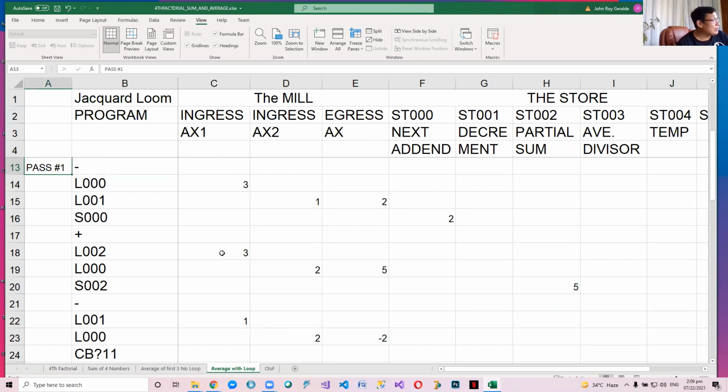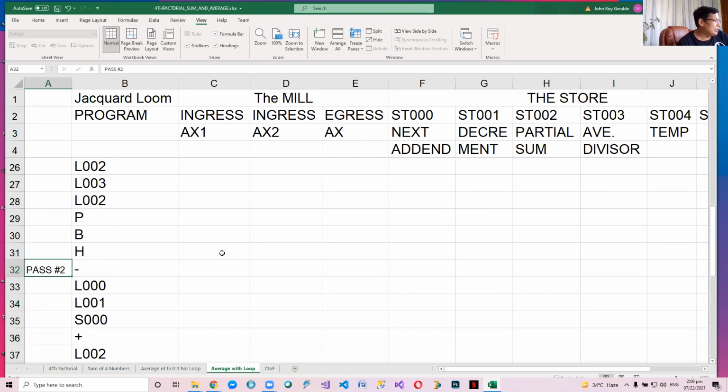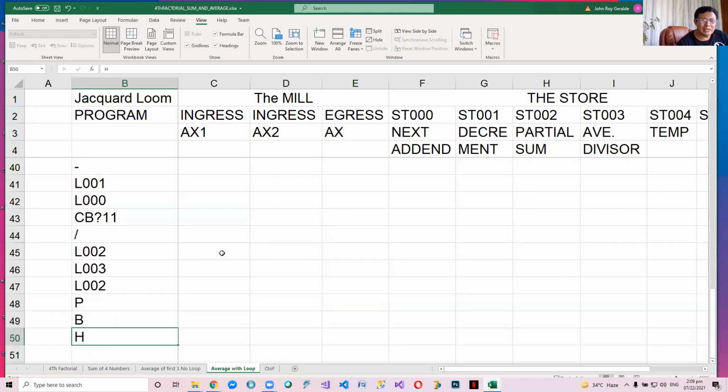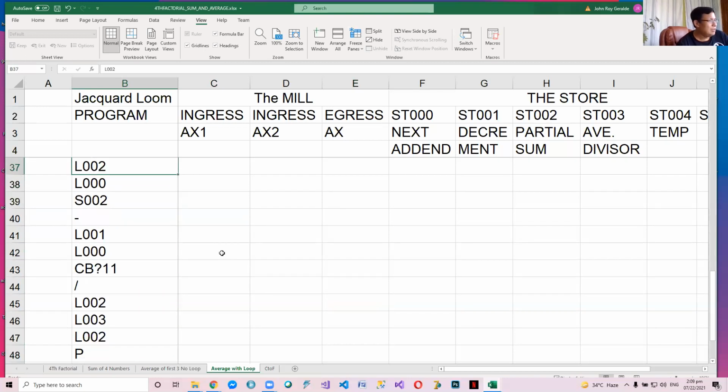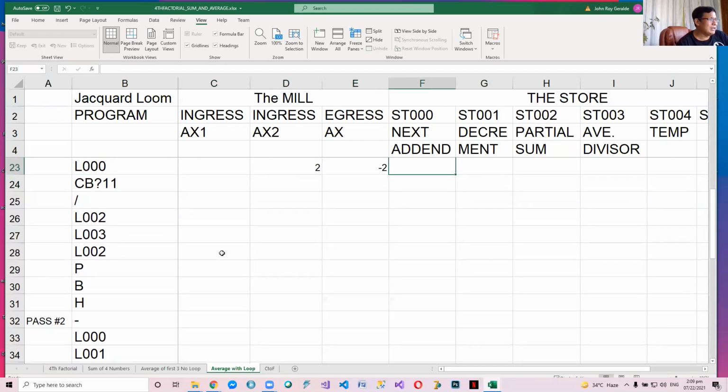So, this is actually, I've labeled this pass number 1 because we will copy this so that we will have a pass number 2. It's the same set of codes, but we are passing through it the second time around. To make things clear, these lines will be skipped because we will go to pass number 2.